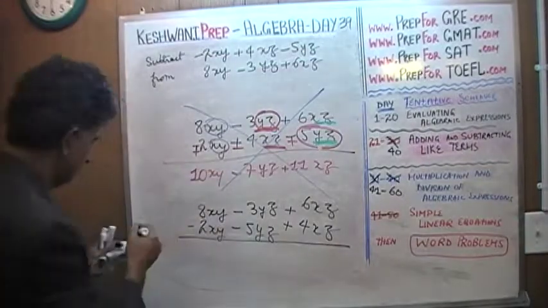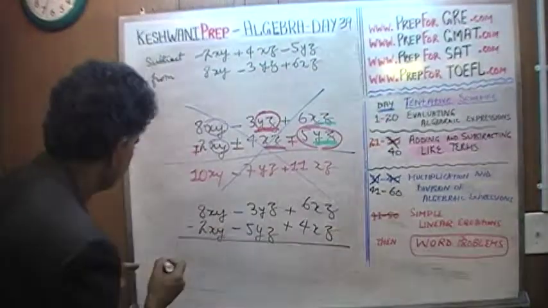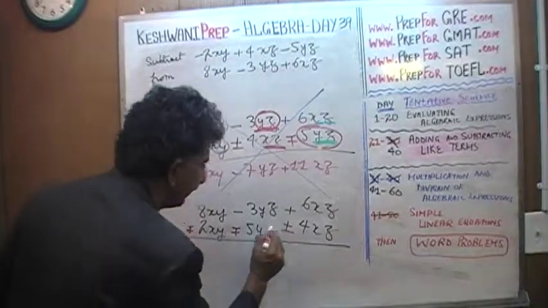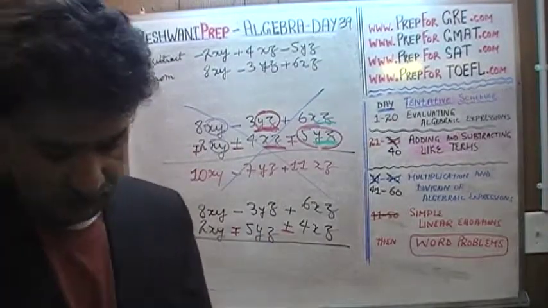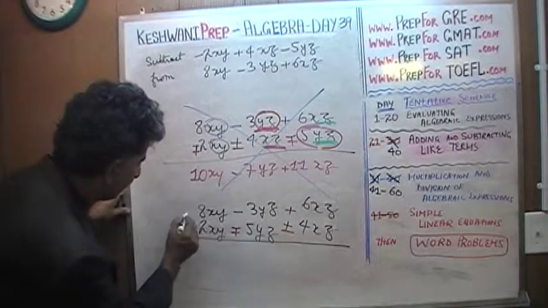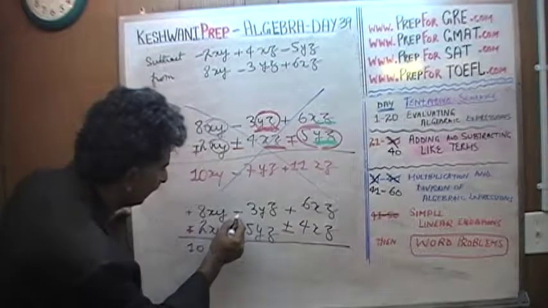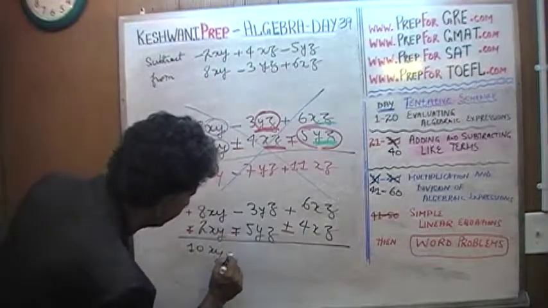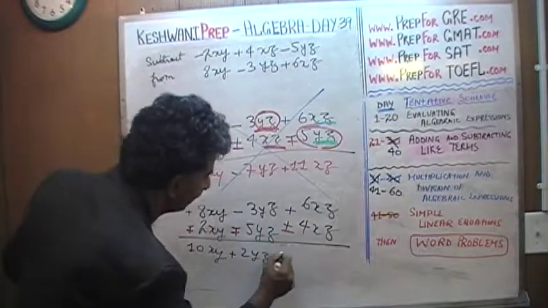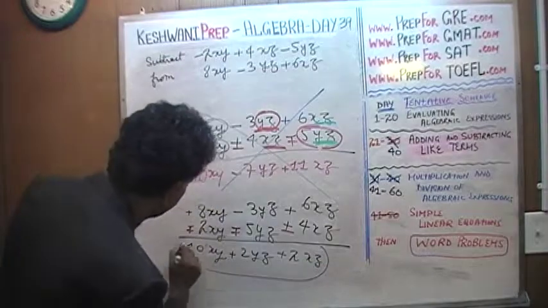And now we have to change the sign of the coefficient. This negative becomes positive, this negative becomes positive, this positive becomes negative. And once the signs are changed, all you have to do is add up the coefficients. Positive 8 and a positive 2 will give us positive 10xy. Negative 3 and a positive 5 will give us positive 2yz. Positive 6 and a negative 4 is going to give us positive 2xz. And there you go, that's your answer.